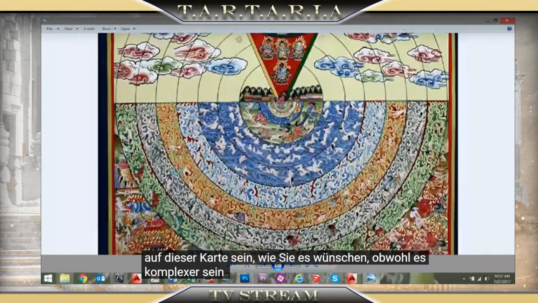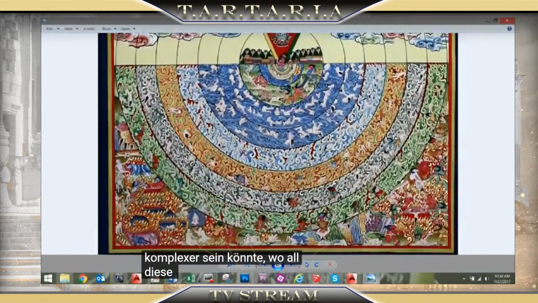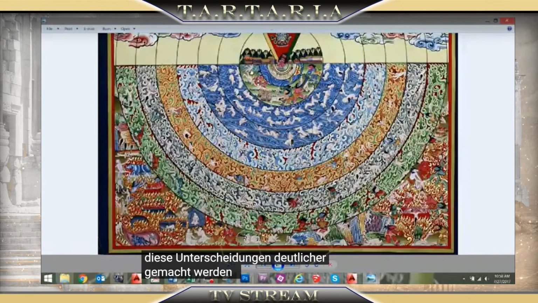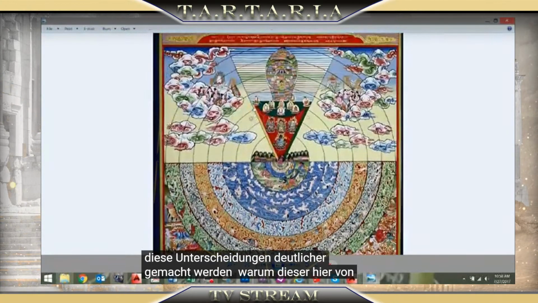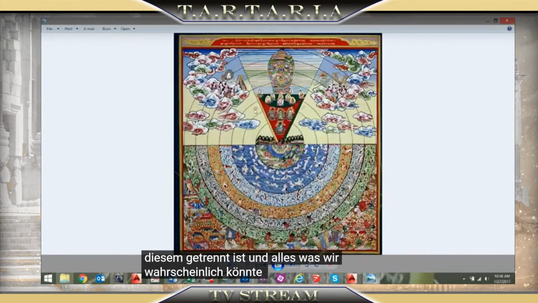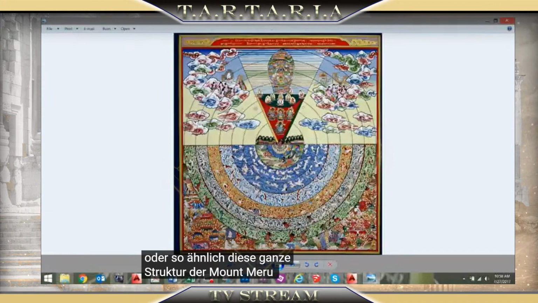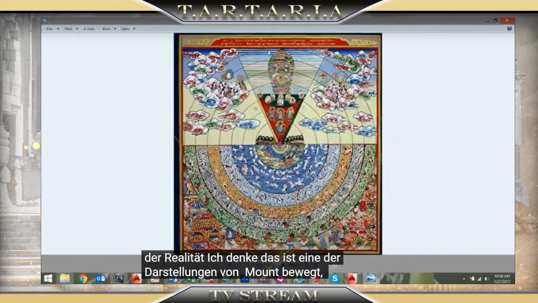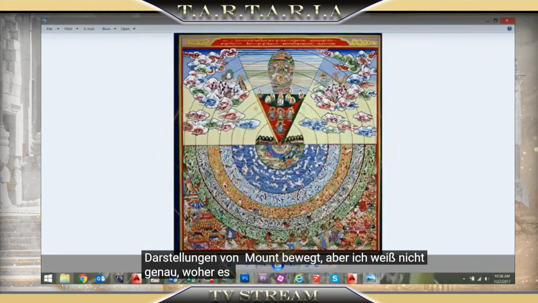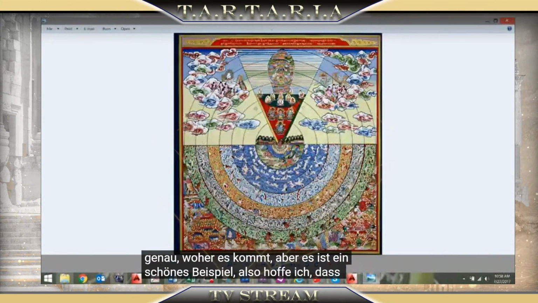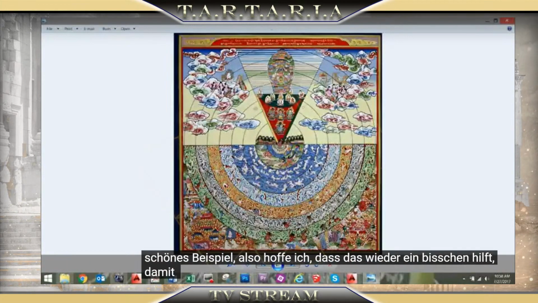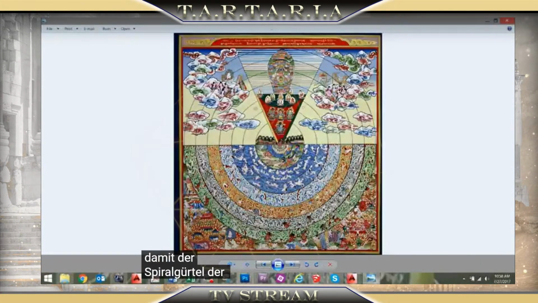Although it could be a more complex one, where all these distinctions are more clearly made of why this one is separated from this one and all that. Someone probably could explain if they knew. I think it's called Mount Meru or something like this. This whole structure, the Mount Meru, the structure of reality. I think this is one of the depictions of Mount Meru, but I don't know exactly what it's from, but it's a beautiful example. So I hope that helps a little bit again for the spiral girdle of eternity coming into existence, into the lost realm of everythingness.